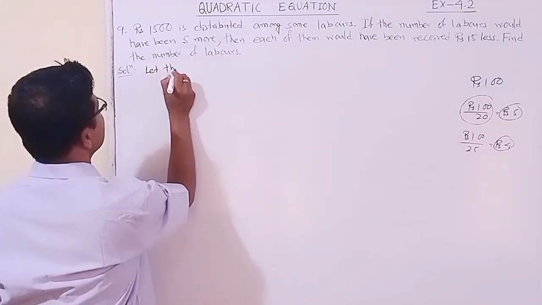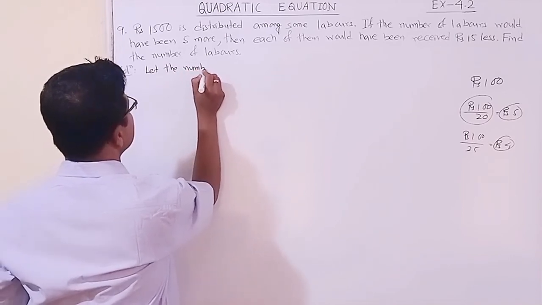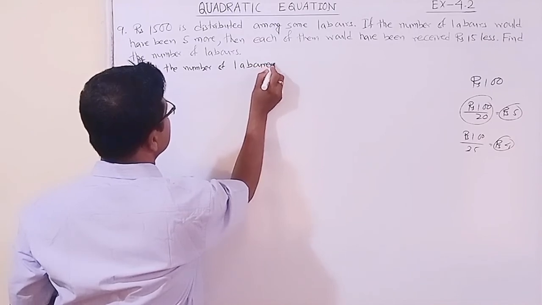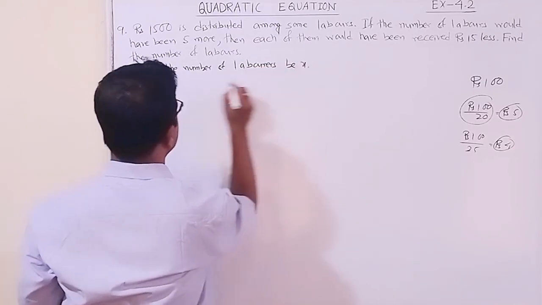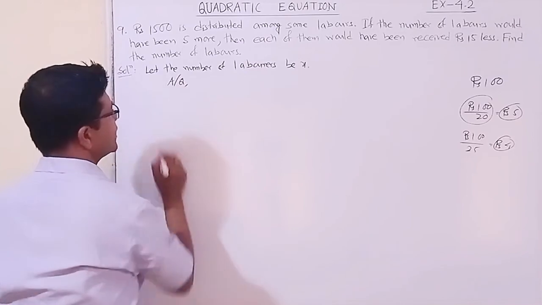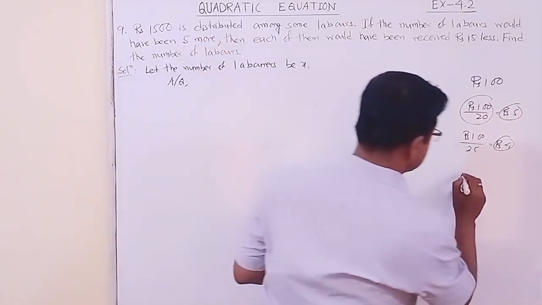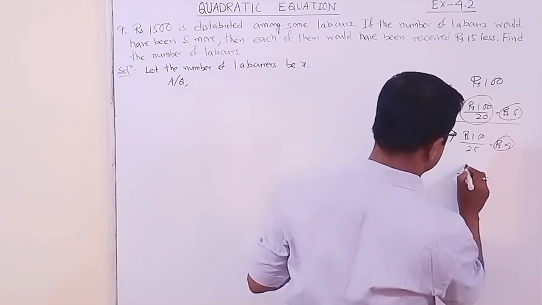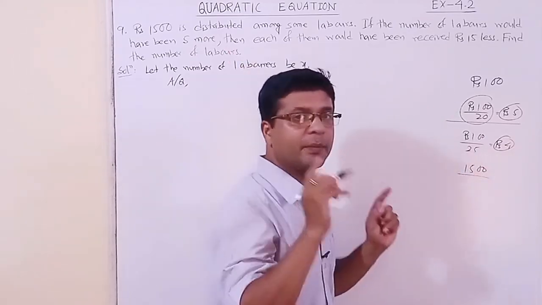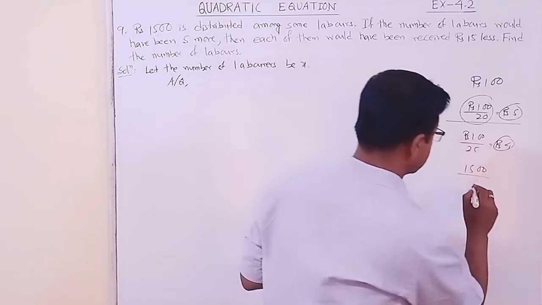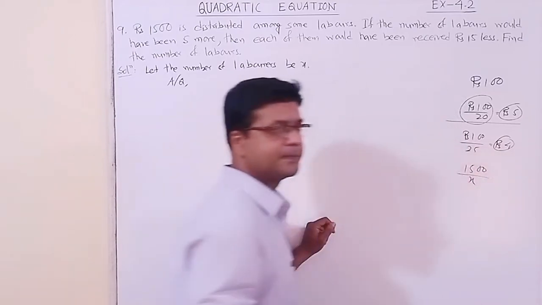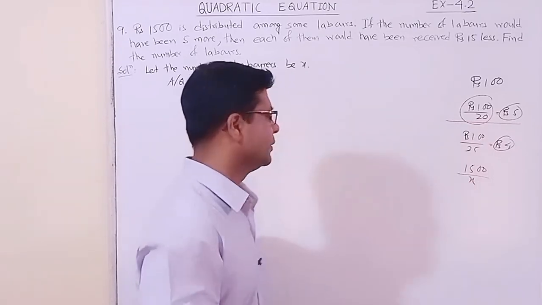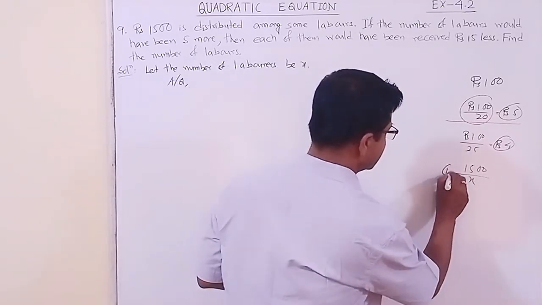Let the number of laborers be x. Now according to the question, how much amount is there? Amount is 1500. So if 1500 is distributed among x laborers, each will get this much. That is, we will divide by the number of persons, they will get some amount. Now in the next case, this is the first case. In the second case, what is said?